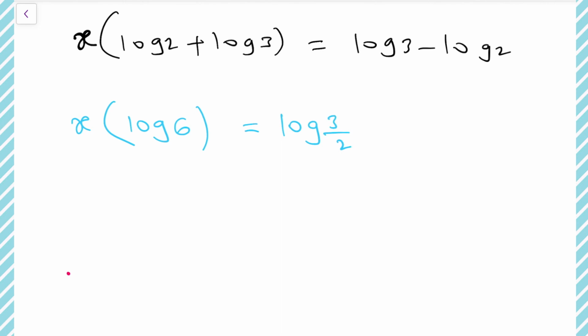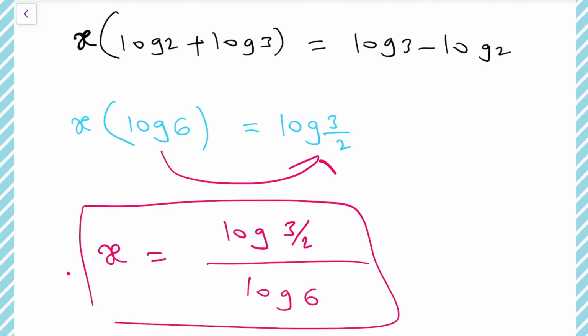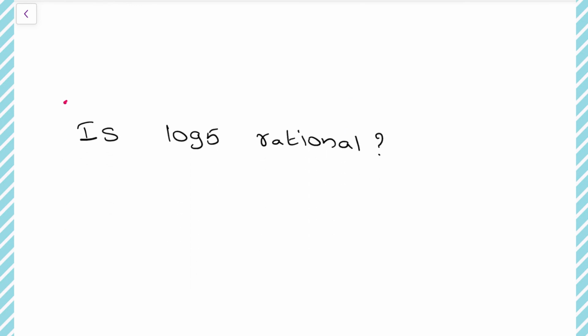Now we want the x value, so take log 6 to the right side. Then we get x equals log(3/2) divided by log 6. Here we should not cancel log, because log is not separate. log(3/2) is one, log 6 is another. So log should not be cancelled. Let's check the next question then.